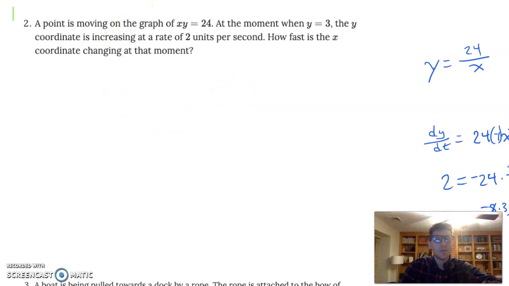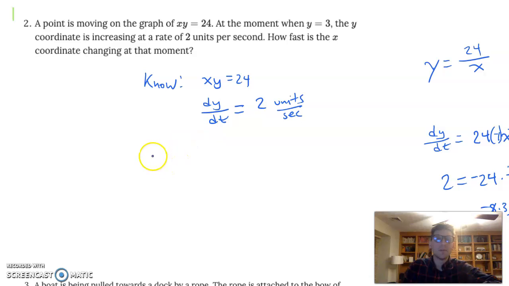So number 2, it's sort of a scenario different than we have discussed, but we have a point moving on this graph. I don't think I even necessarily need to sketch this one so much because the equation is already given to me. What we know is this equation on the graph: xy equals 24. And at the moment, we know that dy/dt, because you see it's 2 units per second, not 2 units per x, so the y is increasing at a rate of 2 units per second.